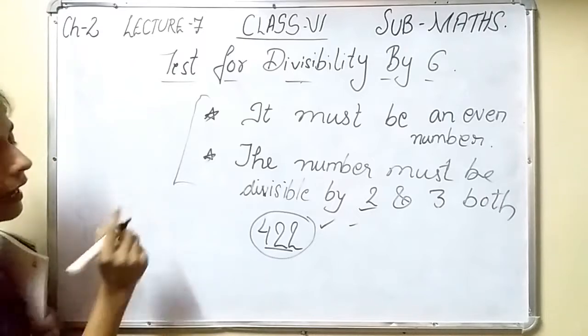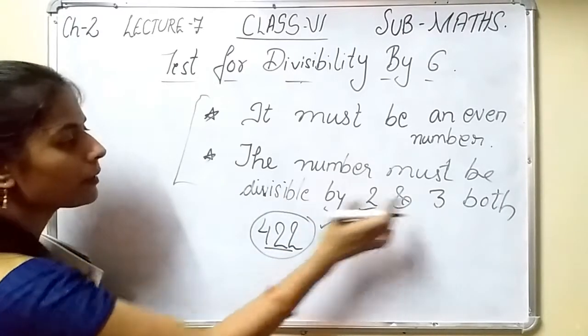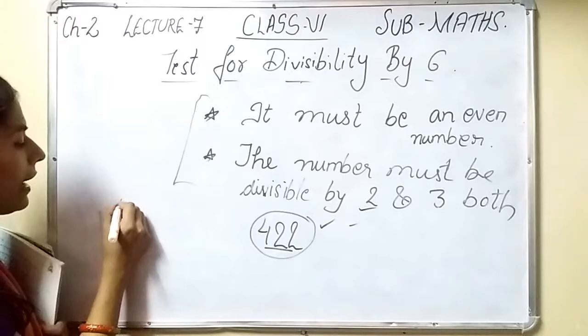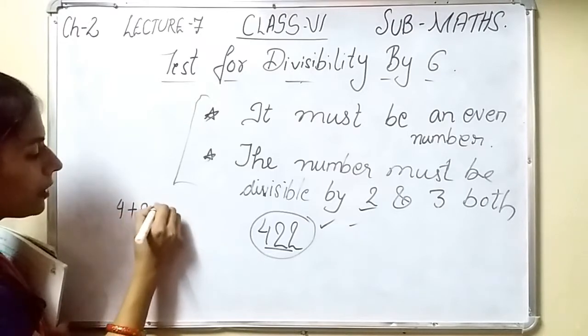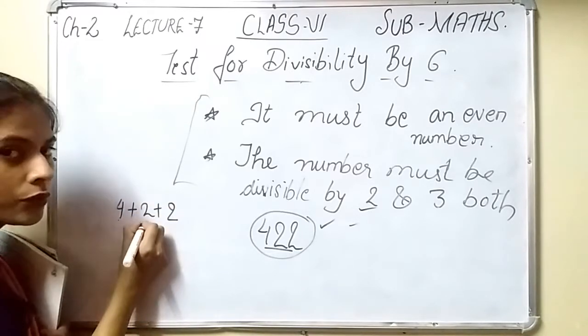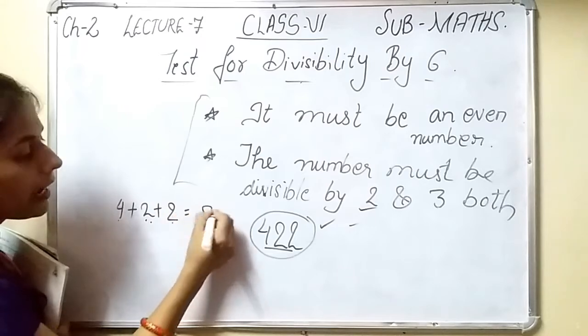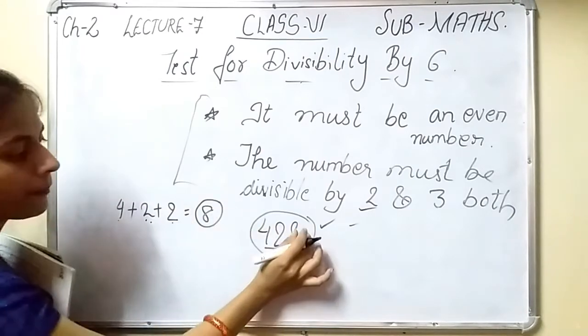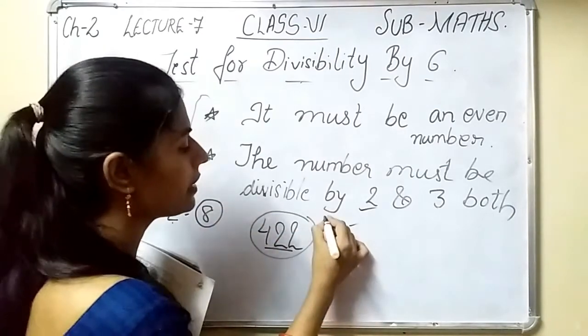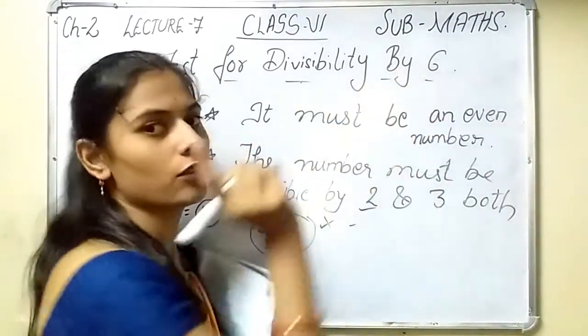Now see, how to find if it is divisible by 3 or not? First of all, add the digits: 4 plus 2 plus 2. 4 plus 2 is 6, 6 plus 2 is 8. 8 is not divisible by 3. Means it is not divisible by 6 also.